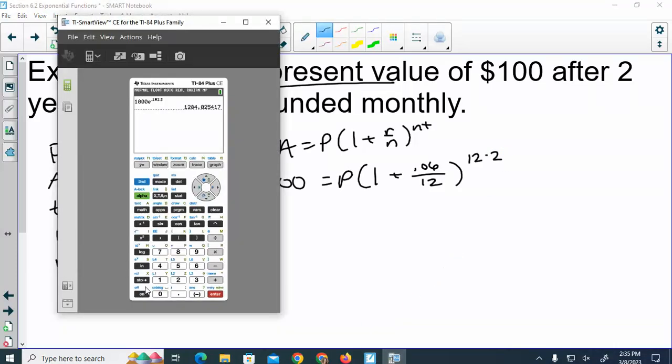Alright, so I'm just going to do all this in my calculator. 100 divided by this.